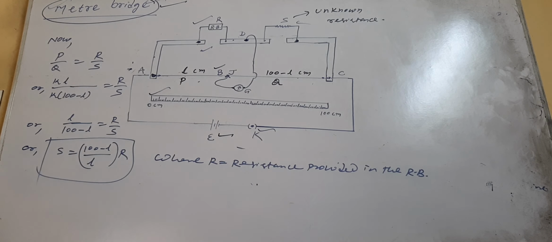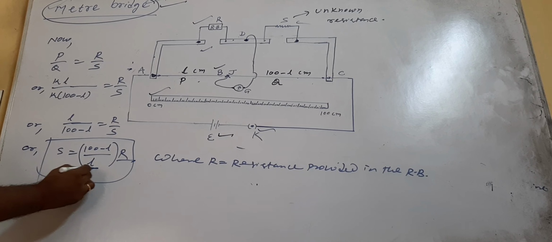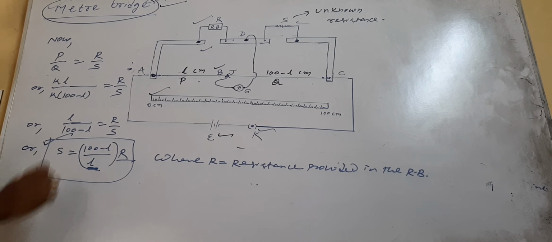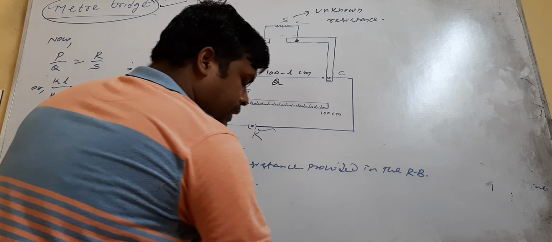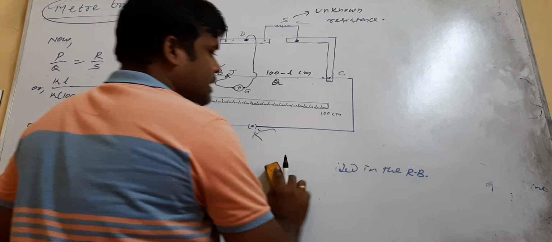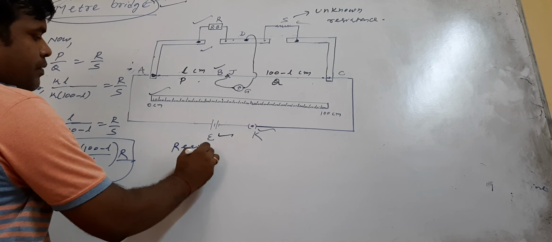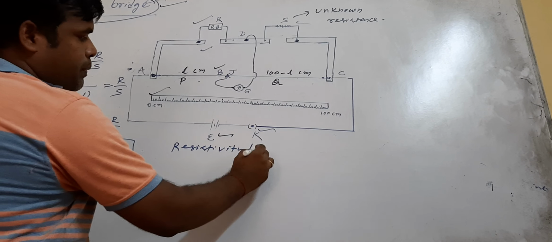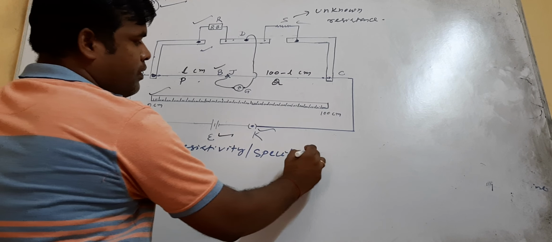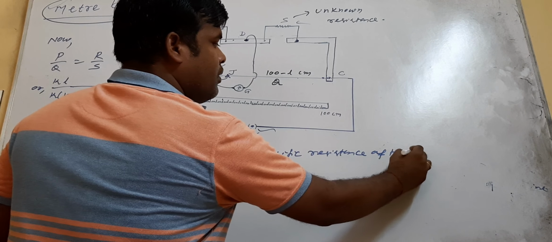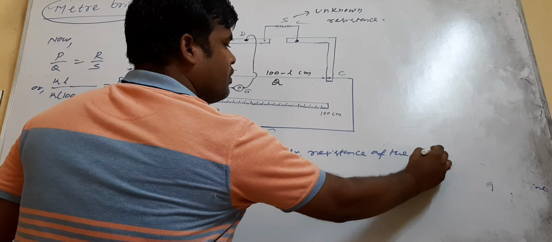So here R is known, L you can determine from the scale. Now putting this formula, you can find the value of the unknown resistance. Also, you can find the specific resistance or the resistivity of the unknown wire.